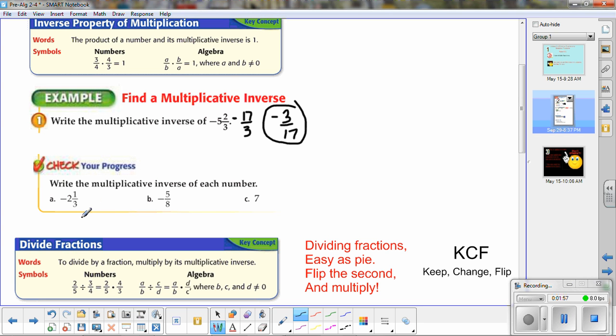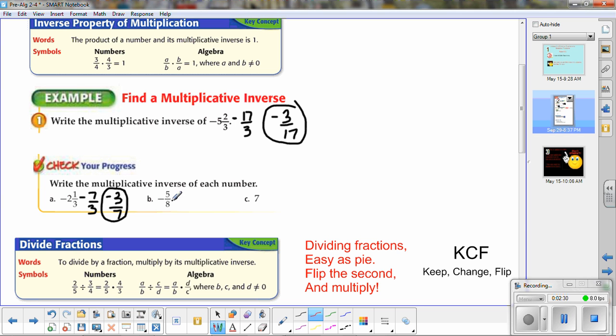-2 1/3 needs to be changed to an improper fraction first. 2 times 3 is 6, plus 1 is 7. And once again, it was negative to start with. Now the inverse is going to be to flip that upside down, and we want to keep it a negative because a negative times a negative is a positive. -7/3 times -3/7 would end up being 1. So this right here is the multiplicative inverse of -2 1/3.